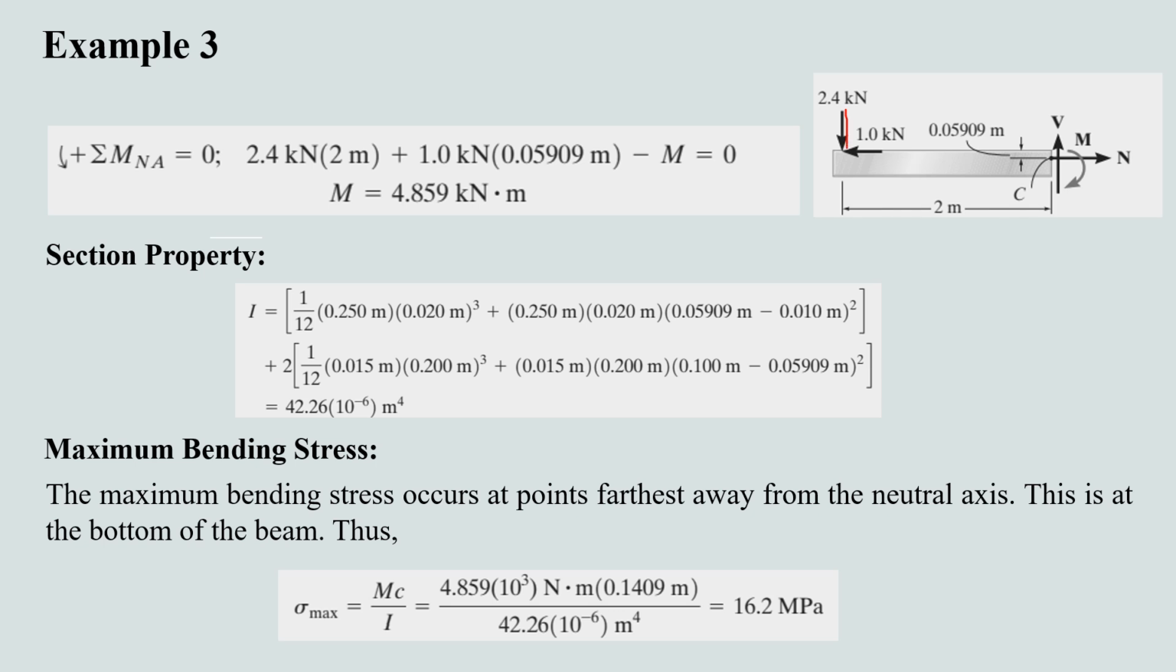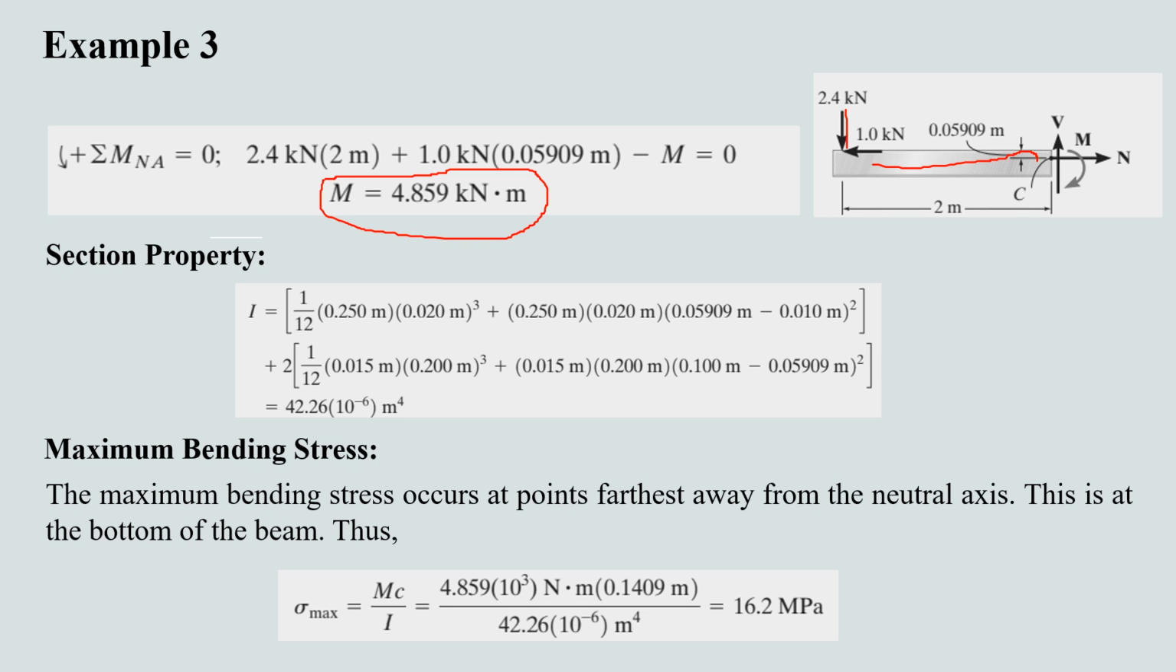2 meter was the distance of the required cross section from the point of location of force. And for the horizontal force, the moment is actually 1 into the distance between the point of application of this force and the neutral or central axis, which was 0.059 meter as determined in the previous slide. And thus from this calculation we have determined the moment here as 4.859 kilonewton meter at the location of interest.